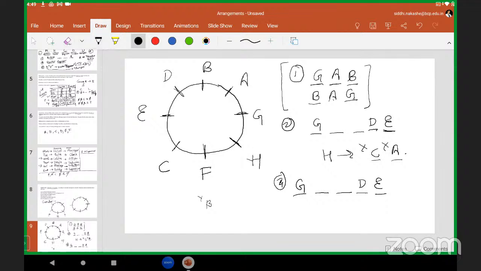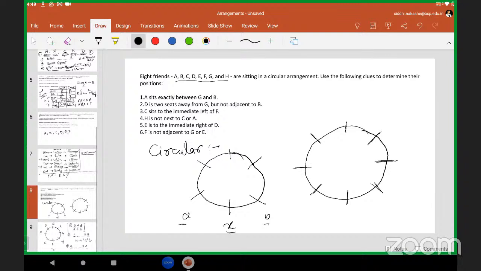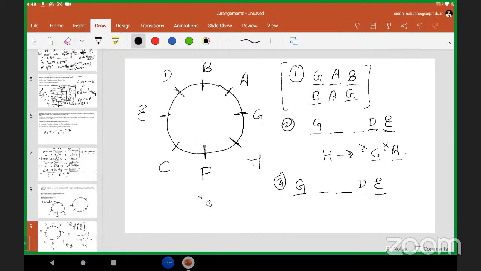H over here. So we have solved this puzzle as well. So we have got the first equation as PDA. So let's look at the conditions again. So A sits exactly between G and B.